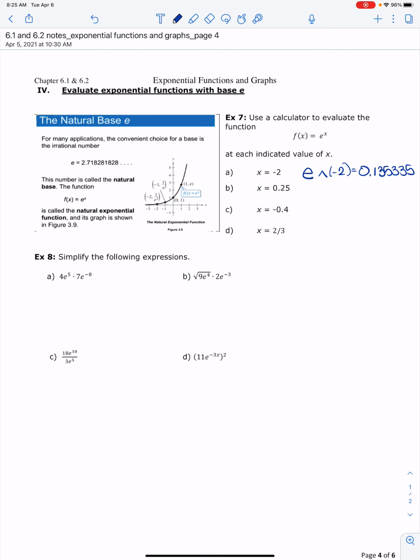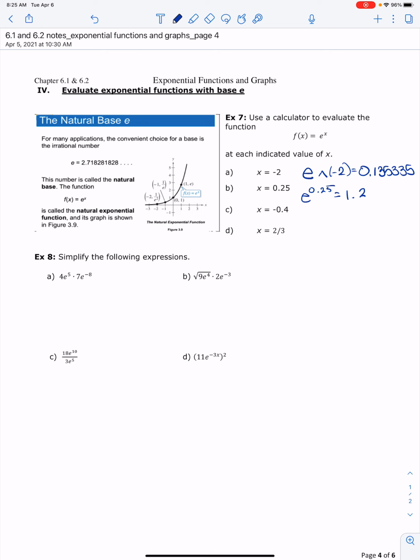And I will always go a little longer until I know what I need to round to at the very end. So this would be a great time to pause the video, plug in the next 3, make sure you are not having any problems with raising e to a power. If you paused, welcome back.